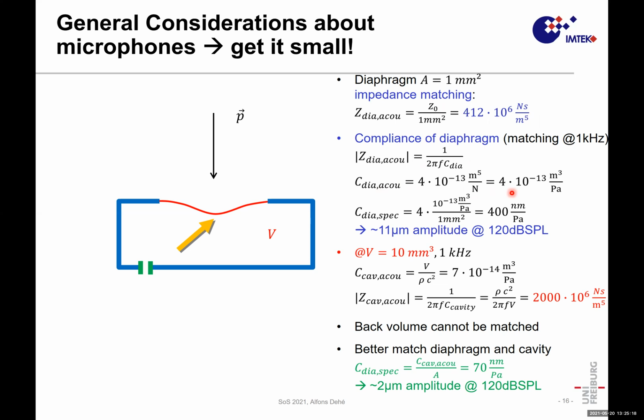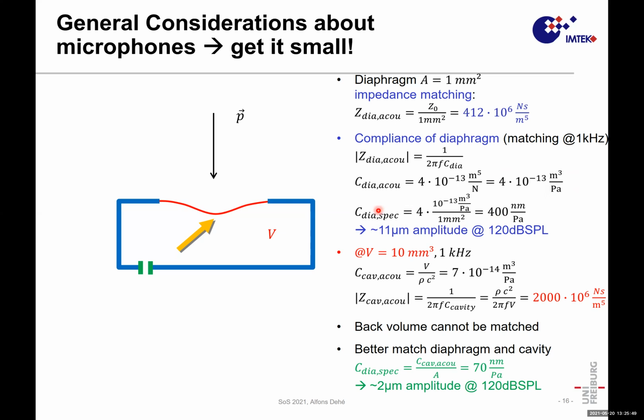meters cubed per Pascal. And this acoustical compliance, if you divide it again by the diaphragm area, we get the specific compliance, which tells us a little bit about the displacement of our diaphragm. So it would end up with 400 nanometers per Pascal displacement. This doesn't sound so bad. 400 nanometers for a diaphragm, maybe a micrometer thick or so, is feasible.